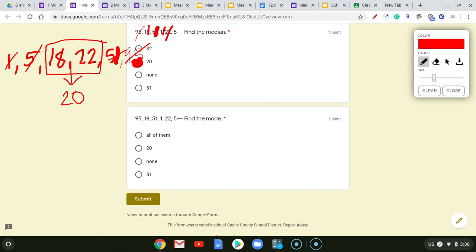And the mode, remember the mode is the one that you see the most. So if I'm looking at these, now that I have them all in order, there's not one that appears more than the rest. So I can just say none. There is no mode. And those are the answers for the number 1 skills quiz.